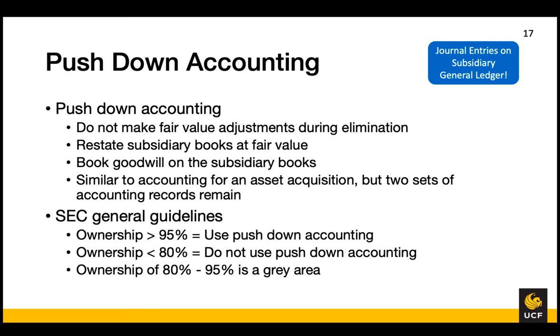SEC guidelines indicate that if a parent owns 95% or more, pushdown accounting should be used. If a parent owns less than 80%, then pushdown accounting shouldn't be used. And in the middle, well, that's a gray area without clear guidance. In this class, assume no pushdown accounting unless told otherwise.